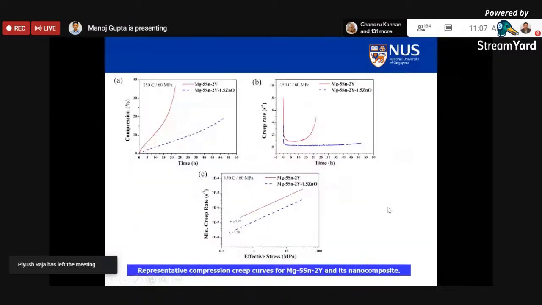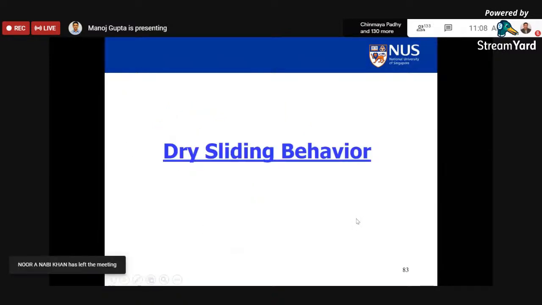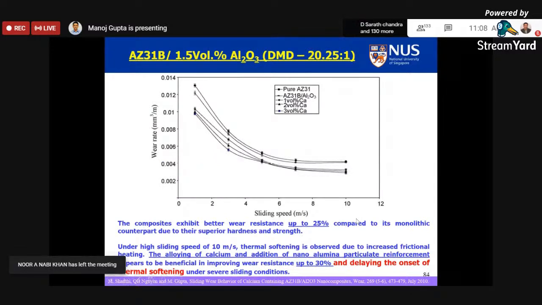So when they did this creep testing, they found that all the nanocomposites, the properties, but also the high temperature properties have been enhanced due to the use of nano reinforcement.